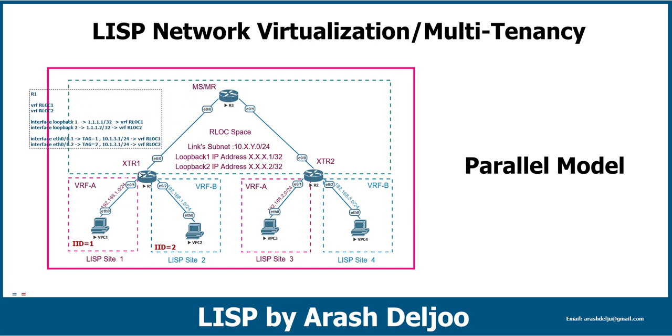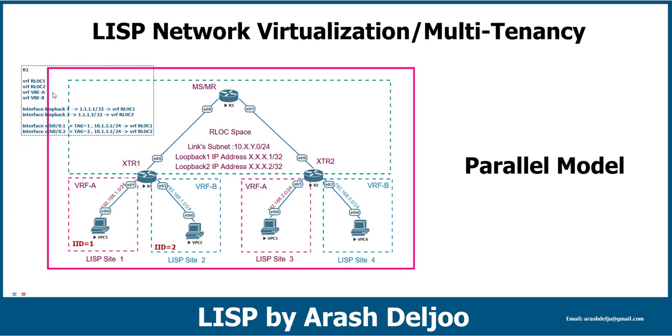Look at here. Now I have configured two VRFs and assigned the two subinterfaces to them. Now we can also configure VRF A and VRF B. These first two VRFs are for the RLOCs, but the two VRFs I am configuring now are for the EIDs. We can configure VRF A and also VRF B. Now we have two VRFs for the EIDs and two VRFs for the RLOCs.